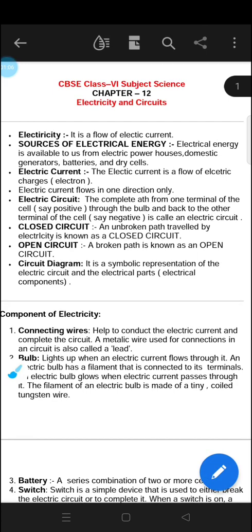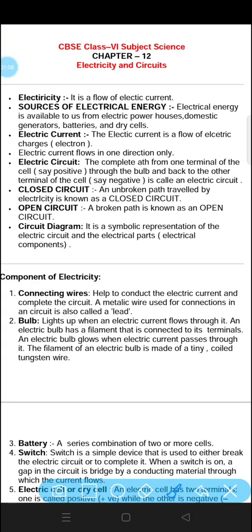Next is electric circuit. An electric circuit is the complete path from one terminal of the cell through the bulb and back to the other terminal of the cell. From one terminal of the cell to the other terminal is called an electric circuit.